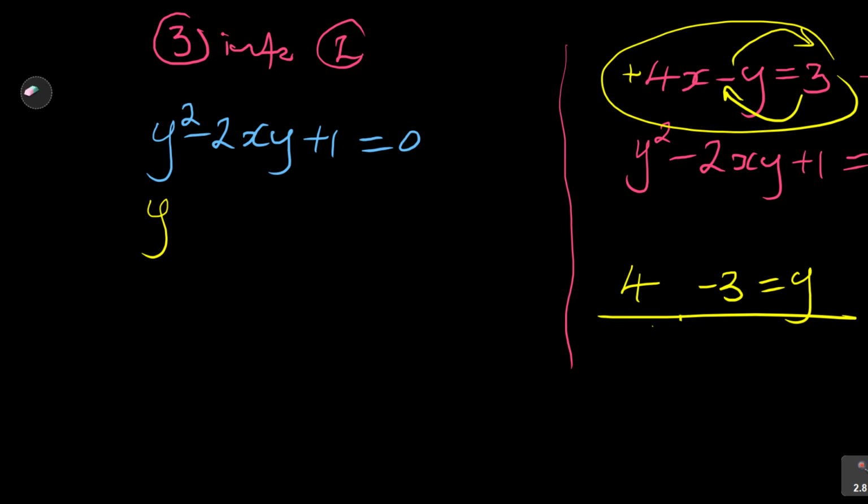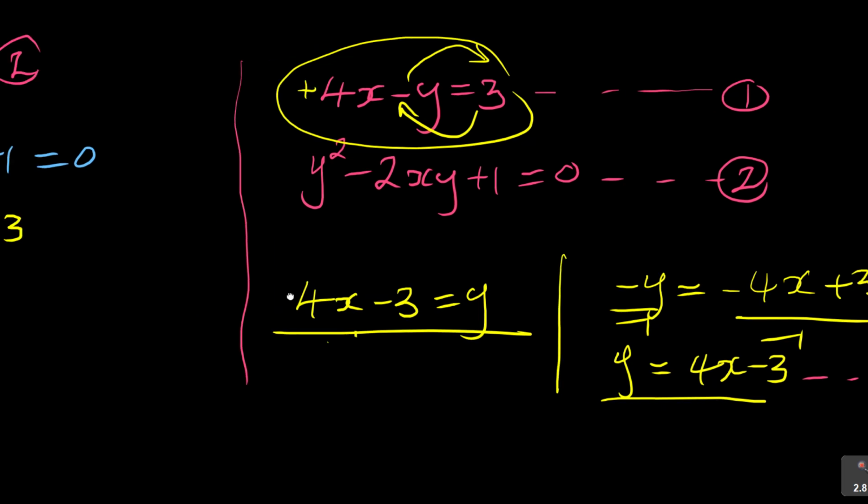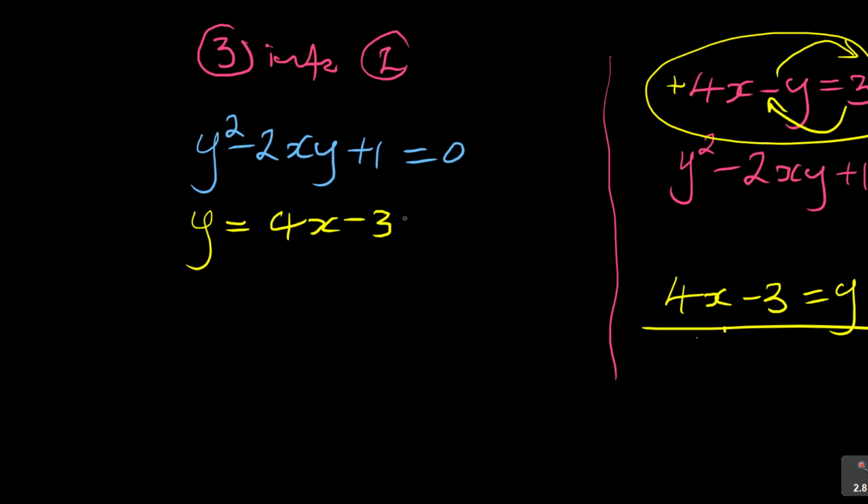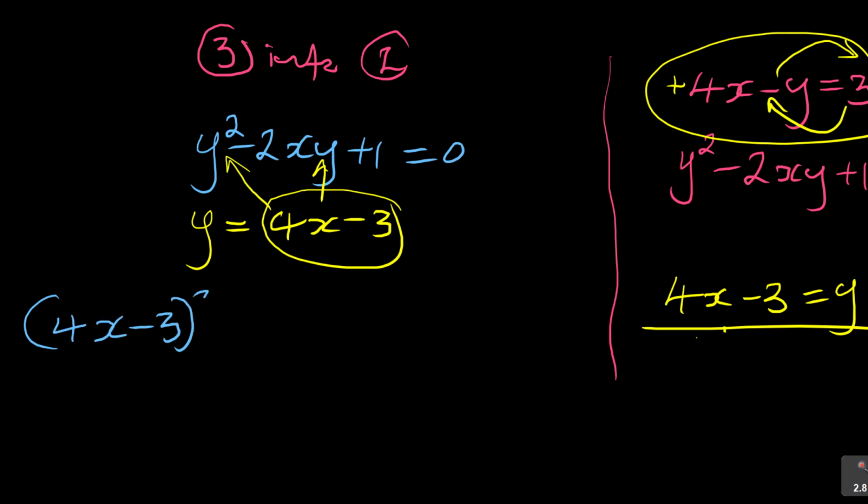This is 4x here. It was 4x minus 3. So we said y is equal to 4x minus 3. Am I right? Even the other one was 4x minus 3. So now you do this. Where there is y, you put it there. So let's do that. Now it's bracket 4x minus 3 squared, minus 2x, then y is 4x minus 3, then plus 1 equal to 0.